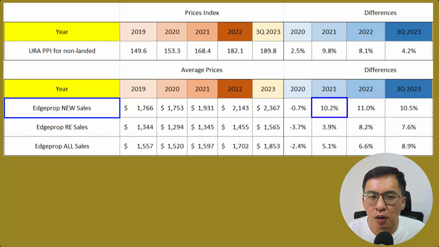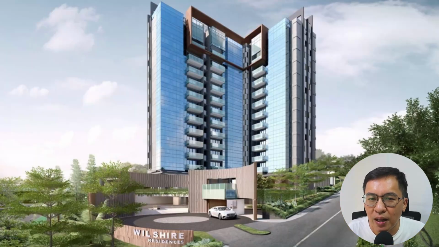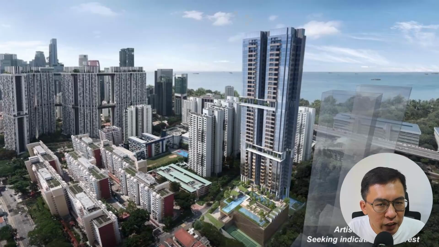Subsequently, new sales prices increased by 10.2% in 2021, 11% in 2022, and 10.5% till third quarter 2023. When developers outbid others for land, costs go up, construction costs go up, and pent-up demand after COVID all lead to higher prices. As we all know, the rest is history.